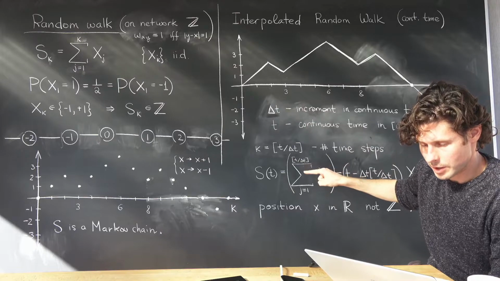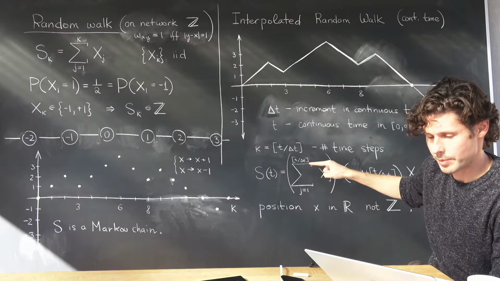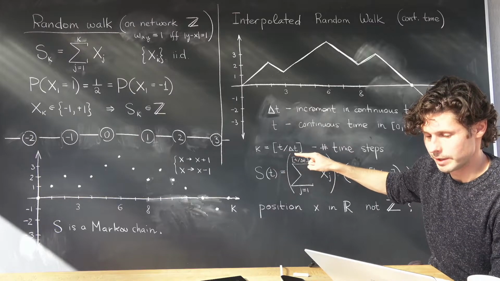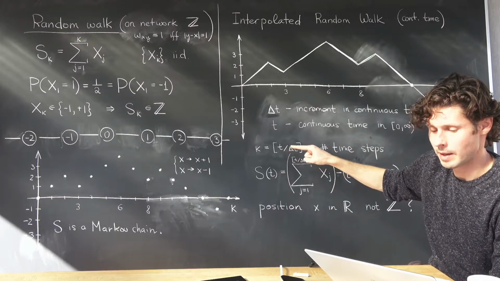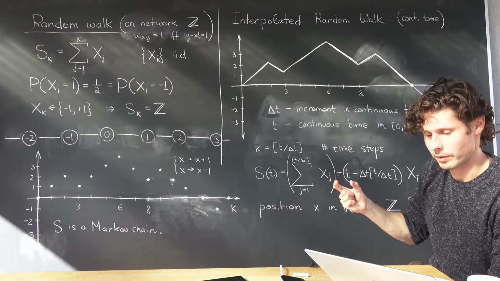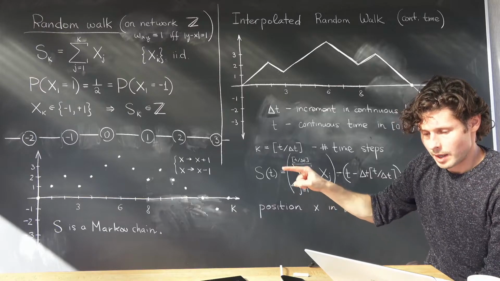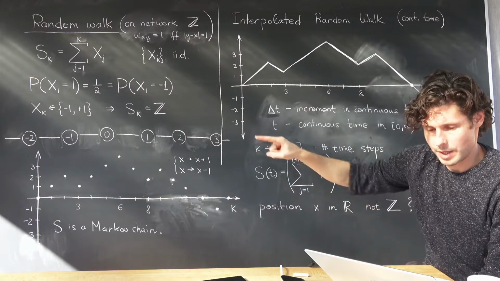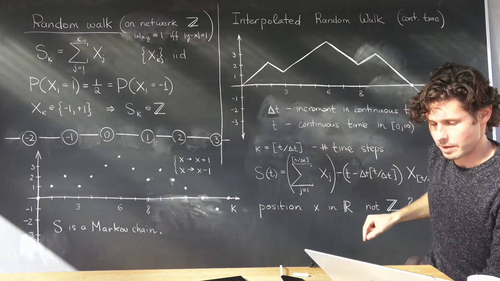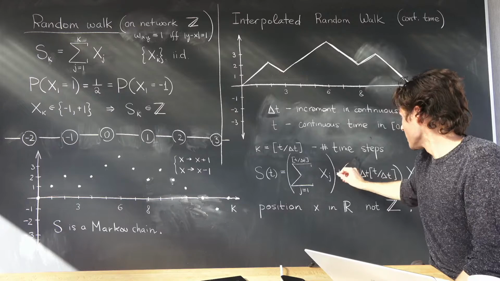So I'm summing up increments from 1 all the way to the number of time steps I've taken, and that's t divided by delta t, total time divided by how much time passes in between each displacement of the particle. This part matches the k on the left side of the board. And what I've added here, and I don't know why this is a minus, this should be a plus.